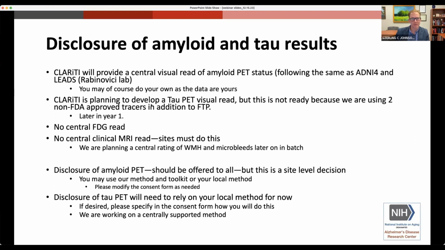We want to develop a tau PET visual read. It's not there yet. So that will be coming later on. We won't do a central read for FDG. We won't do a central read for MRI, but we would like you to provide a central read of your MRI if it's applicable for that. We will do some central ratings on various things, microbleeds and white matter hyperintensities as a semi-quantification, but that's a research metric. And for the other disclosure pieces of this for amyloid and tau PET, I'd like to turn it over to Annalise if she's here.